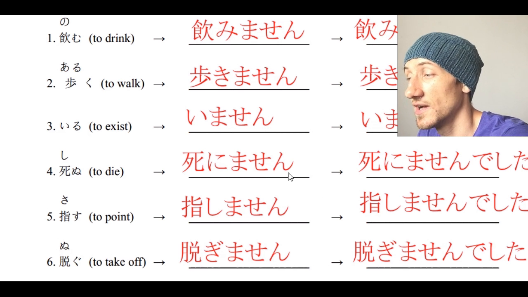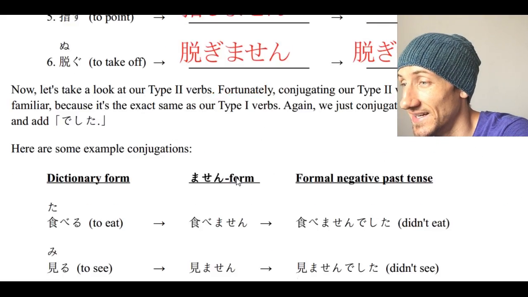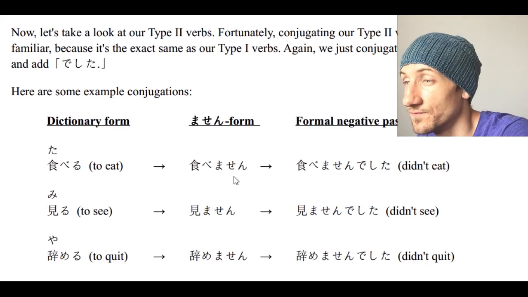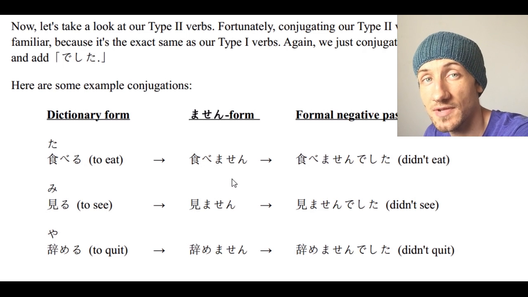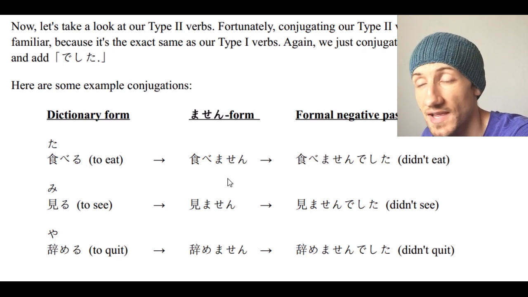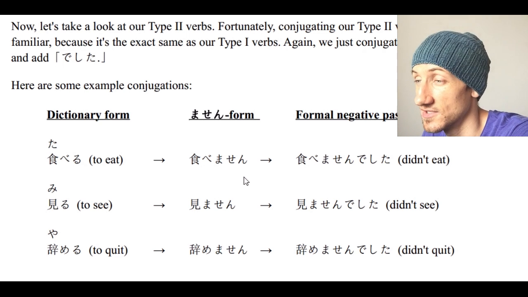And that's it. So again, just adding deshita to the masen form of a verb, really, really easy. Okay, so now we're going to take a look at our type 2 verbs. And fortunately, type 2 verbs and type 1 verbs are conjugated the exact same way. We're just going to conjugate our verb to the masen form and add deshita, just like type 1.